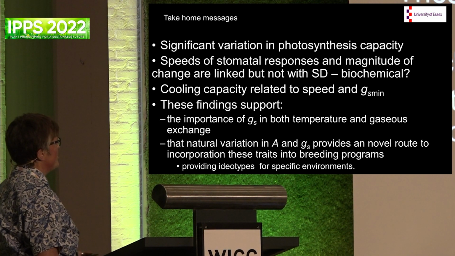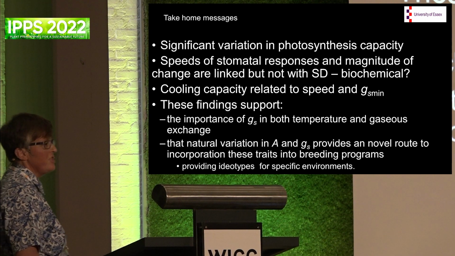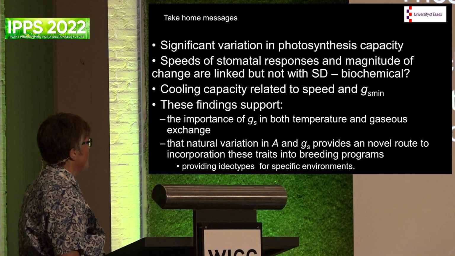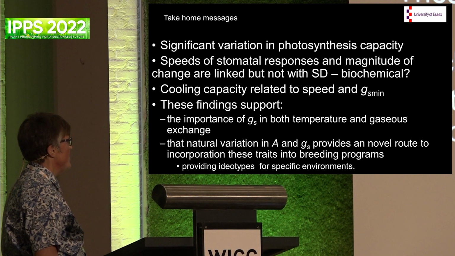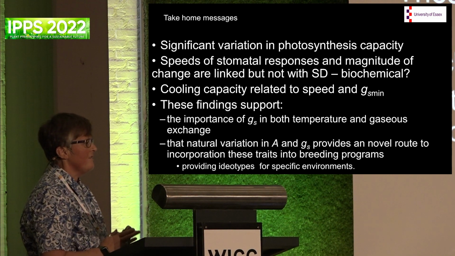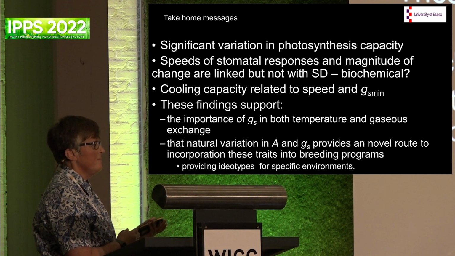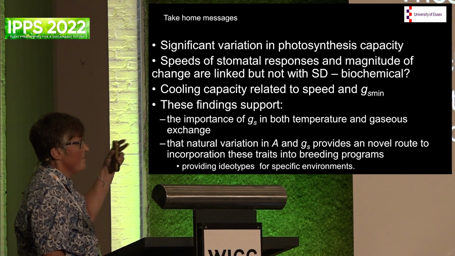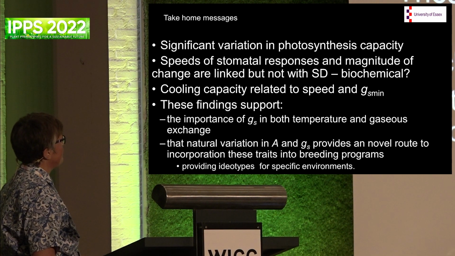And I think what these data are really showing us is the importance of stomatal conductance in both temperature and gas exchange, and removing diffusional constraints on that, as well as temperature constraints. And that this natural variation in A and gs provides a novel route for incorporating these traits into breeding programs, and maybe providing genotype-specific environments. It's all fair enough saying you want to have fast stomata and a low stomatal conductance to save water, but not if that's going to be at the expense of CO2 assimilation rate. If you've got a situation where you can irrigate, you could maybe have something that would lose more water and have a maximum gs with a higher temperature, or a lower temperature for that.